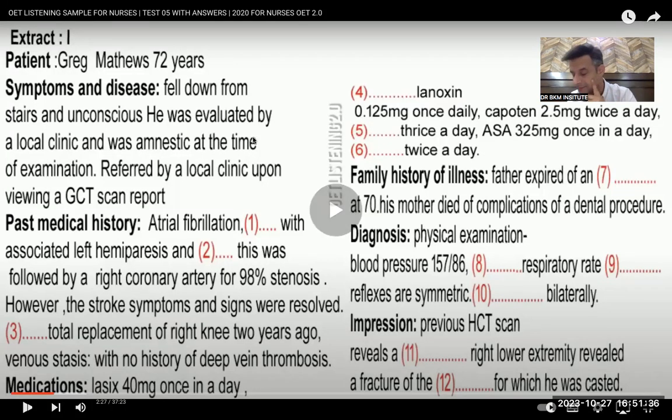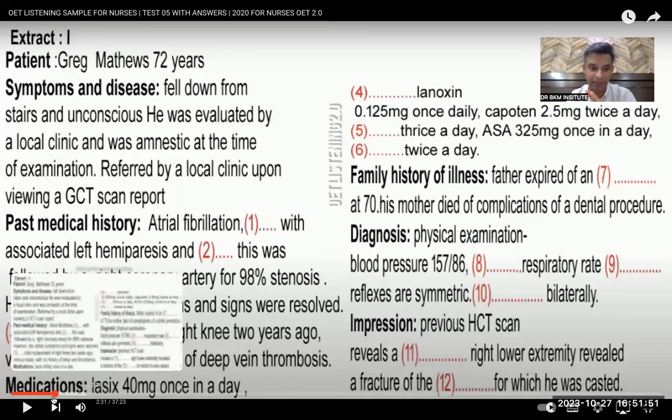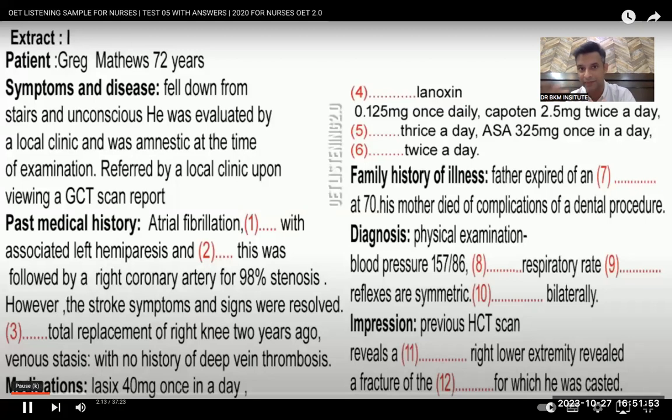Let's utilize. Atrial fibrillation, right hemisphere stroke last year with associated... So right hemisphere stroke, it was a clear word. Right hemispheric stroke, that was the word. Again, I will repeat it for you just to make sure.